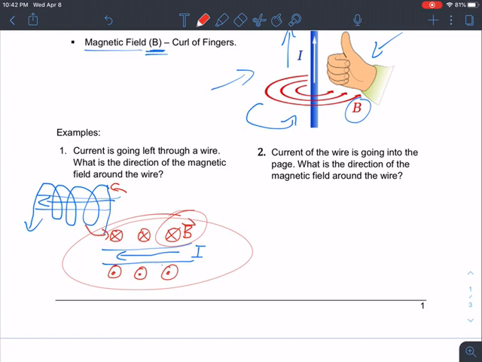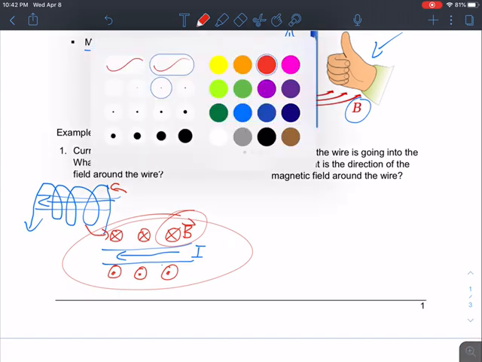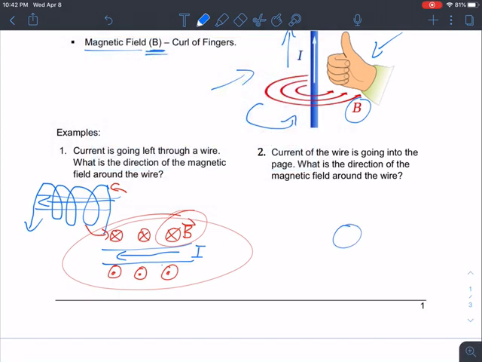All right, and so let's say the current of the wire is going into the page. Okay, so there's this wire. I'm going to do that in blue again. It's wire, and it's going X into the page. What direction is the magnetic field around the wire?